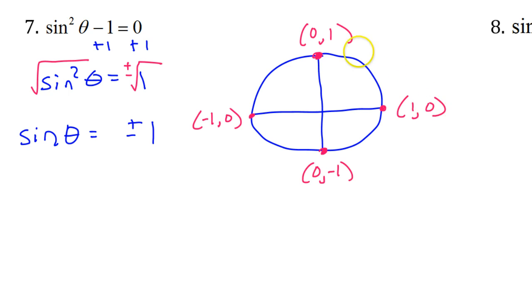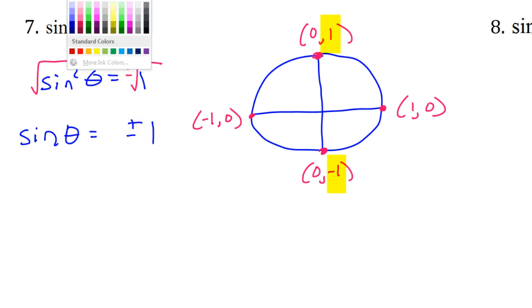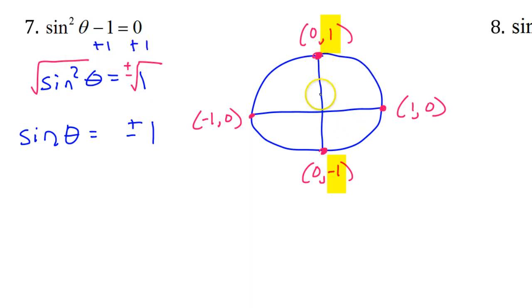So that's 0, so no. There's positive 1, that's 0, no, and there's negative 1. So these two angles are solutions because they will give us positive or negative 1. So what are these angles? Of course, this angle at the top here is pi over 2. And the one at the bottom is 3 pi over 2.